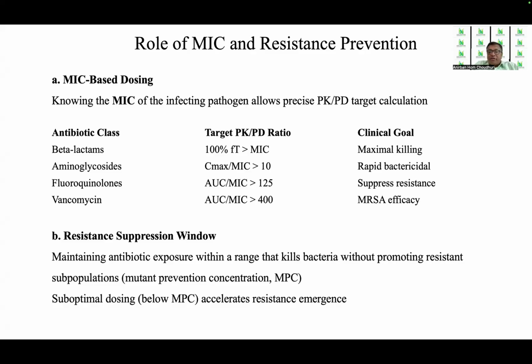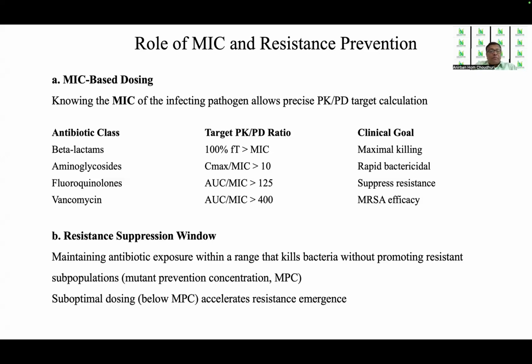Aminoglycosides being concentration-dependent killers, a Cmax over MIC of more than 10 should be the target ratio, with the goal that it is rapidly bactericidal. For fluoroquinolones, the area under the curve by MIC should be targeted over 125. And with vancomycin, the area under the curve by MIC should be targeted above 400, both of which can suppress resistance and also improve MRSA efficacy.